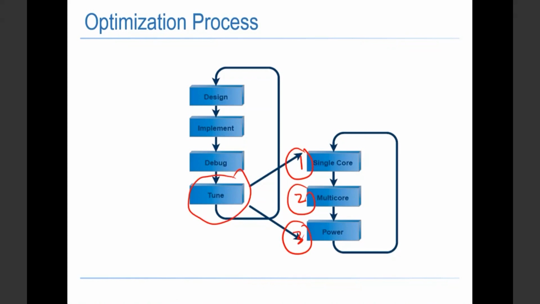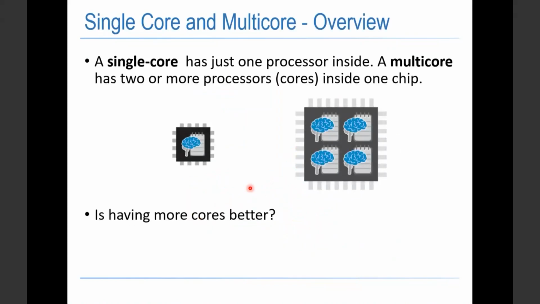Okay, so now we are going to focus on this part here, the tuning, how to optimize the process. Now we are going to look at the single core and multi-core overview. A single core has just one processor inside of one chip. See here, this is your IC, the integrated circuit. Inside of this integrated circuit, you only have one CPU, or one processor, or sometimes we call it one core.